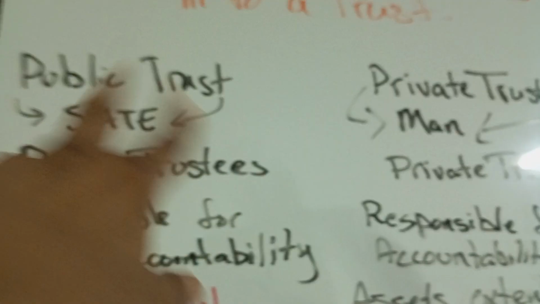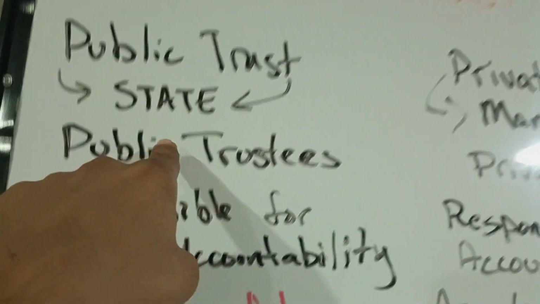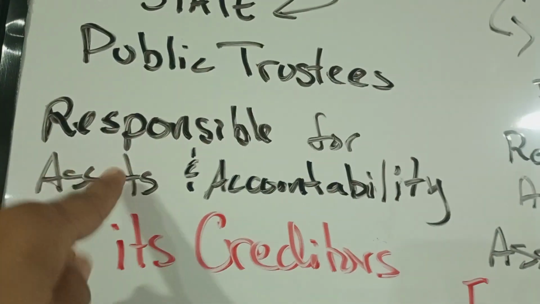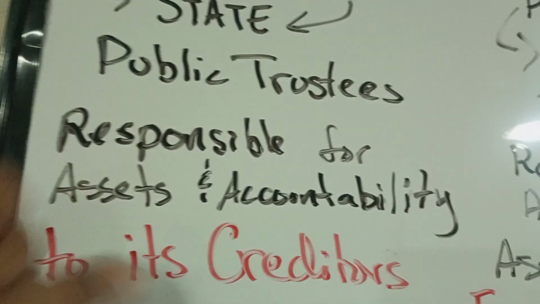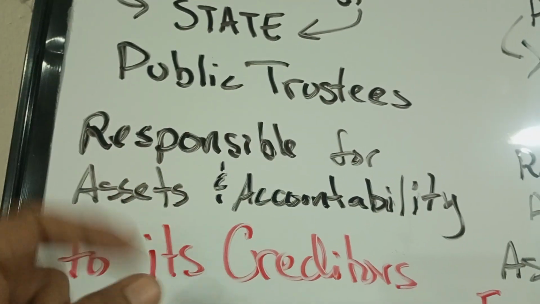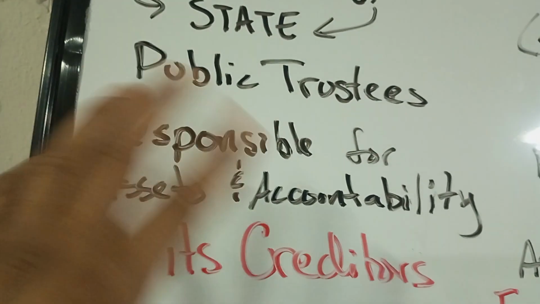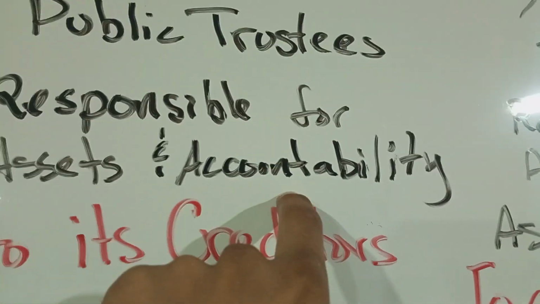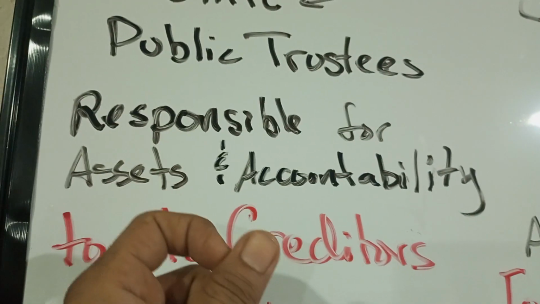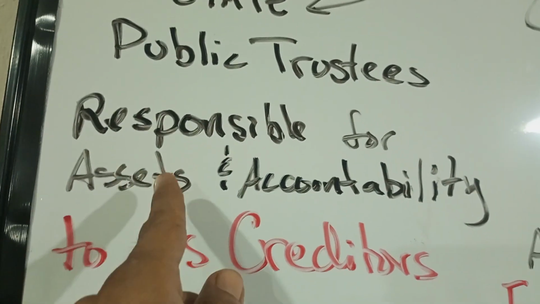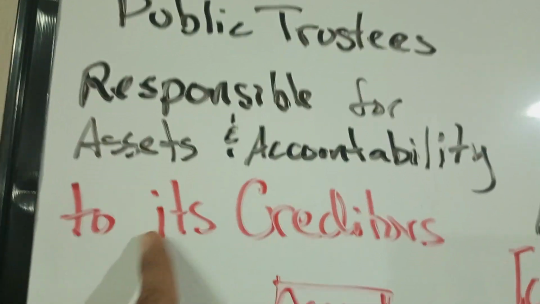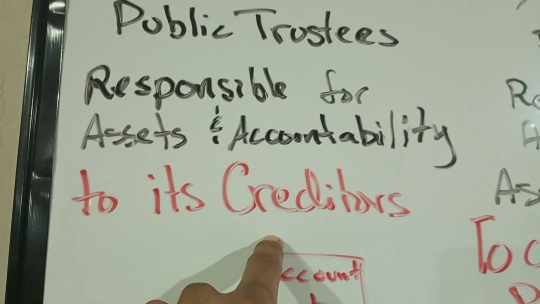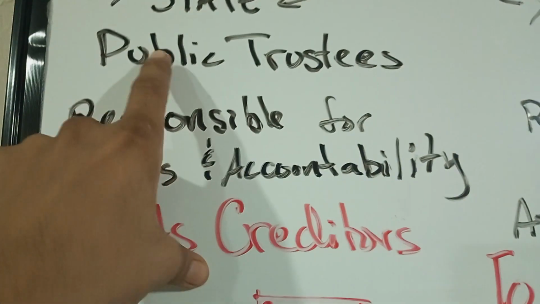So in both of these trusts, we have trustees. The public trust has the public trustees, public officers. They're responsible for assets which they receive for them to manage and administrate and then to run and fund the whole shebang. And they're also responsible for the accountability of everything they receive, all these assets. And these assets are coming from its creditors. So their accountability is to its creditors, right? So by default, they are already debtors.